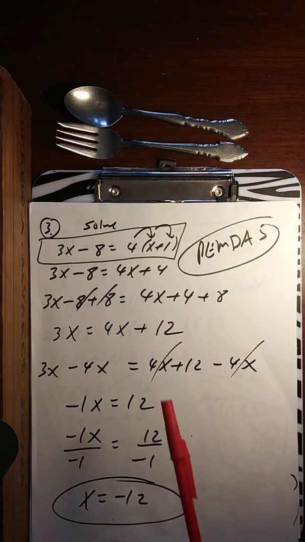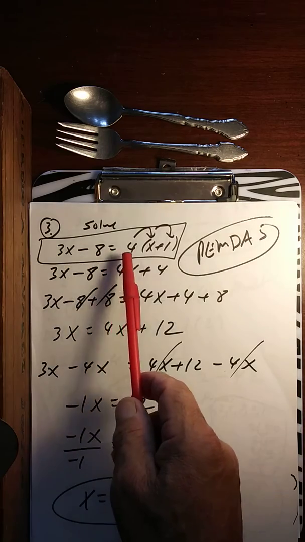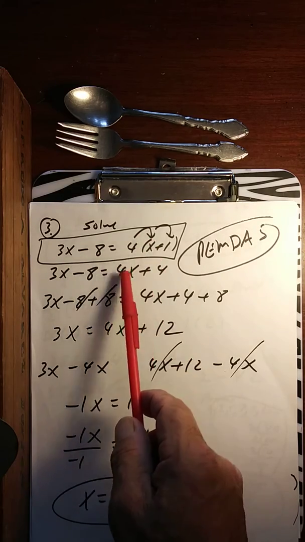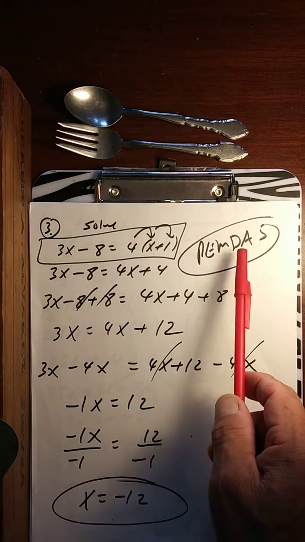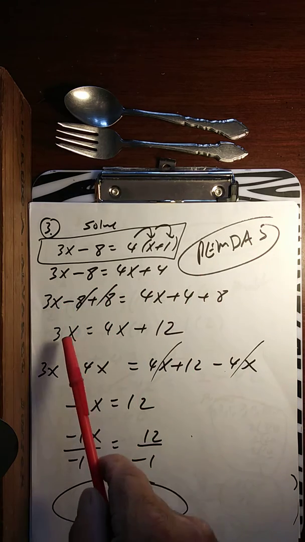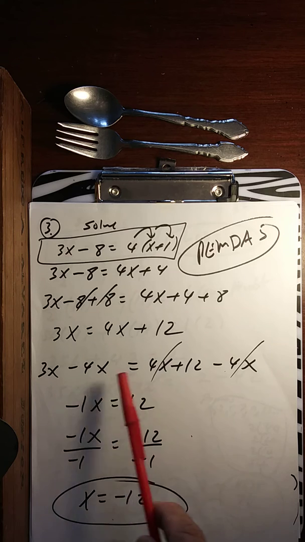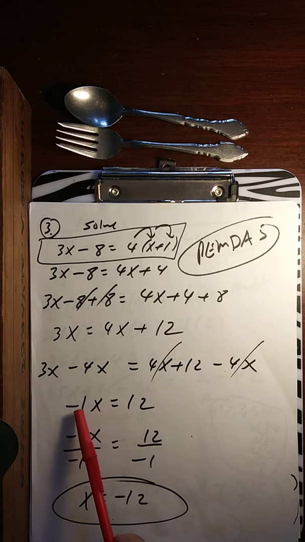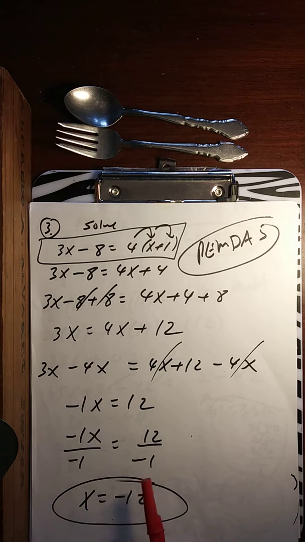Solve this. 3x minus 8 equals 4 times parentheses that. 4 times that is 4x. 4 times that is 4. PEMDAS. Add 8. These are gone. 3x equals 4x plus 12. Minus 4x, minus 4x. These are gone. So negative 1x equals 12. Divide by negative 1, divide by negative 1. So x equals a what? Negative 12.